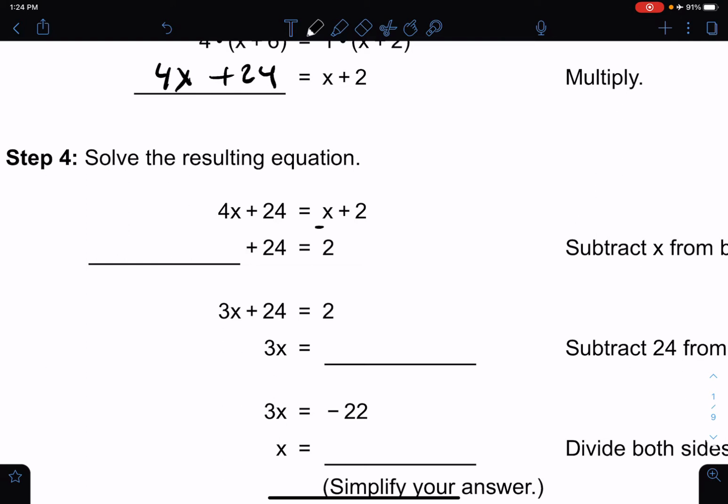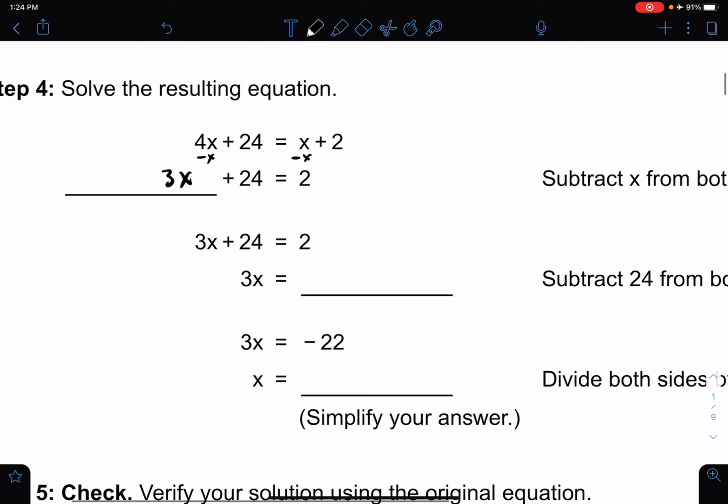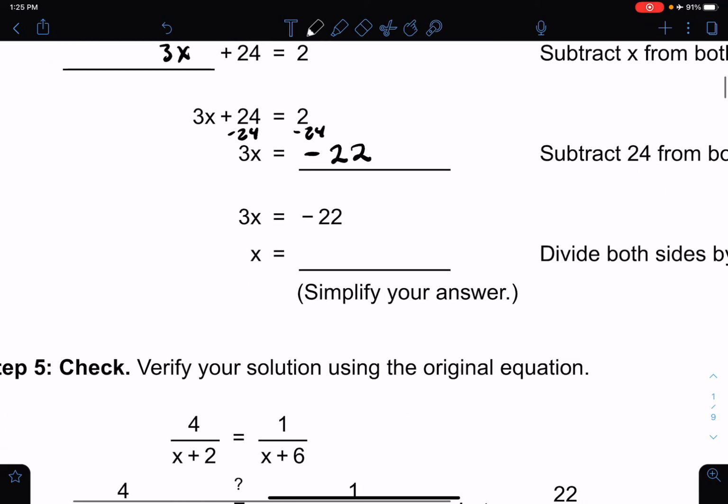So we subtract x on the right, subtract x on the left, which gives us 3x. Then they say, how about if I solve for x by subtracting 24 on both sides? 24 on both sides gives us 3x equals negative 22. Then the last step is to divide both sides by 3. And we've got kind of a weird, nasty negative 22/3 answer.